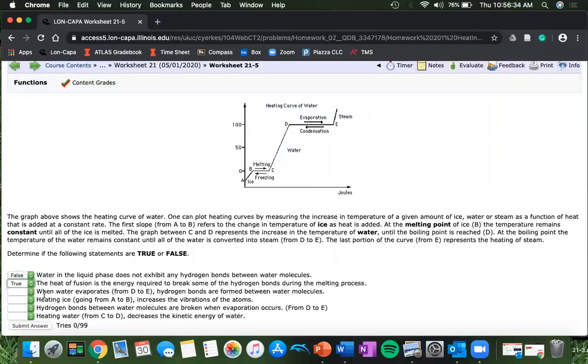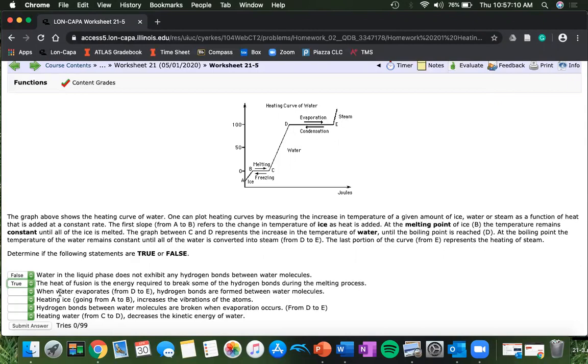Statement 3 says that when water evaporates, so moving from point D to point E, the hydrogen bonds are formed between water molecules. If we're moving from point D to point E, we're going from water all the way to steam. The particles of water are more tightly compacted, and the particles of steam are less dense and more spread out. Because the particles of steam are more spread out, we say that they have weaker intermolecular forces. The particles of water would have stronger intermolecular forces. There are no hydrogen bonds that occur in water vapor or steam.